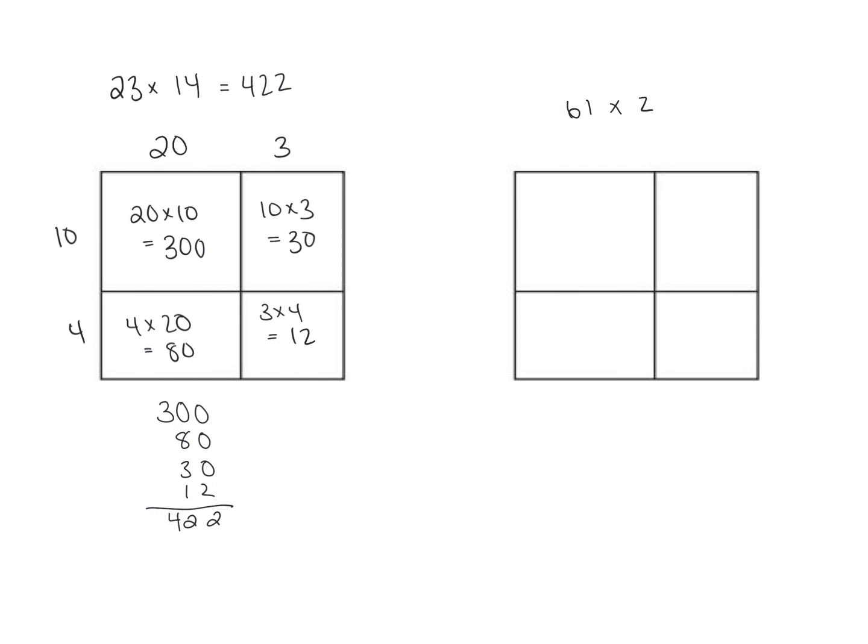Okay, and over here, sometimes we won't have a double digit here, and that's okay. That just means we'll just use the first row and we won't actually need the second part of the model. So here we'll have our 60 and our 1, multiplied by a 2 over here. So 60 multiplied by 2 is 120. And then 1 multiplied by 2 is 2. For a final answer of 122.